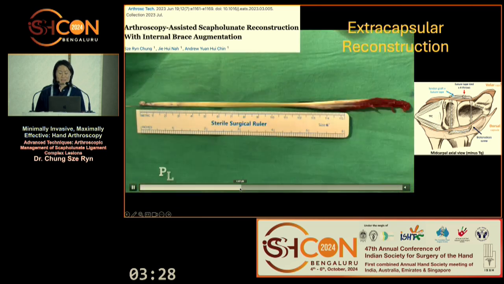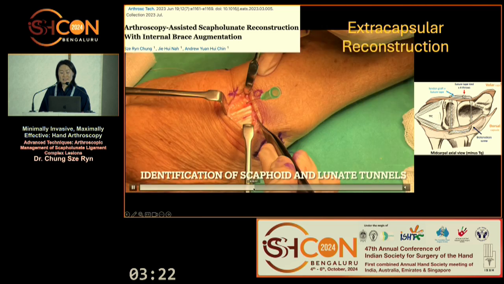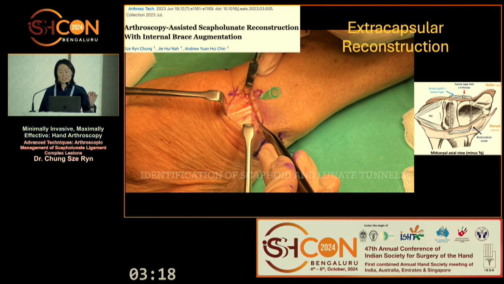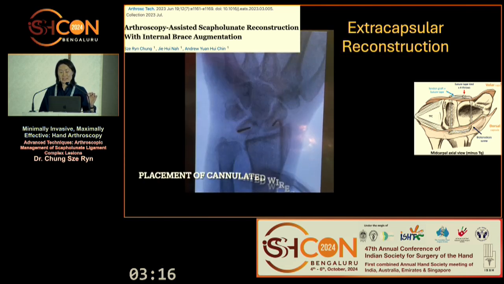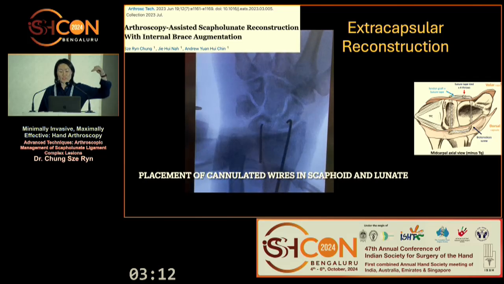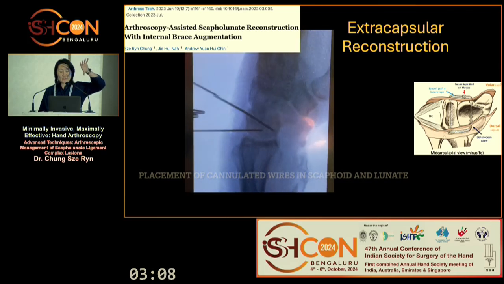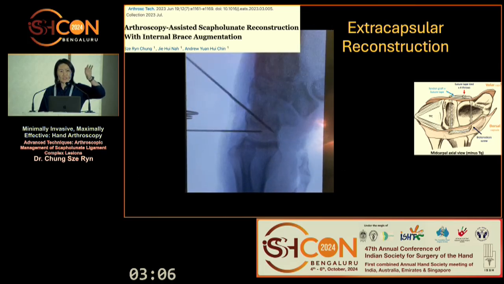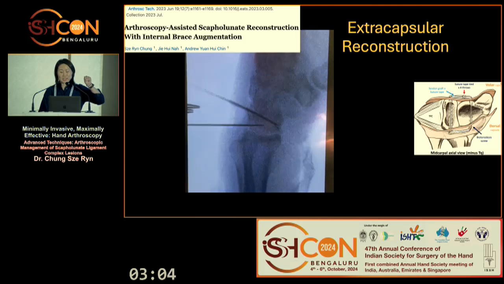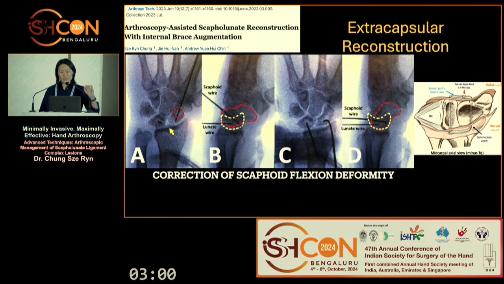And then we started off by harvesting the palmaris longus tendon graft, trimmed to 2 millimeter wide. And then we place a needle to identify the tunnel. So this is under fluoroscopic guidance. So we then place a cannulated wire. Basically, the scaphoid is dorsal distal to volar proximal direction. And you can see that when you actually clamp the two wires together, you actually reduce the scaphoid flexion into slight extension. And with that, we start with the drilling of the bone tunnels.